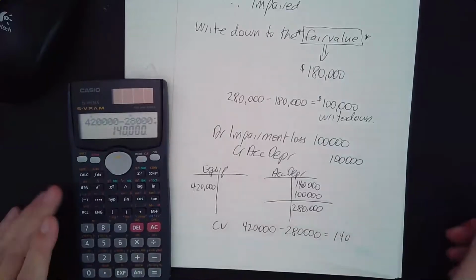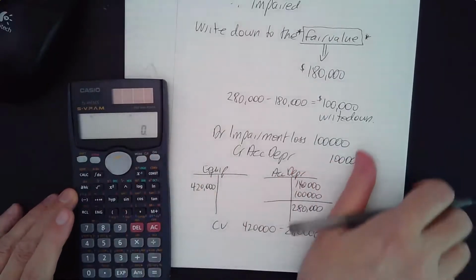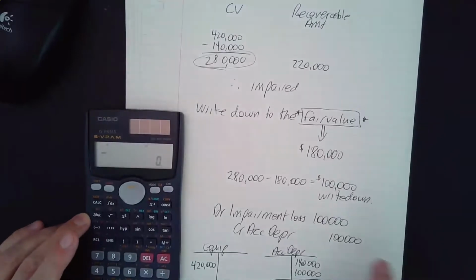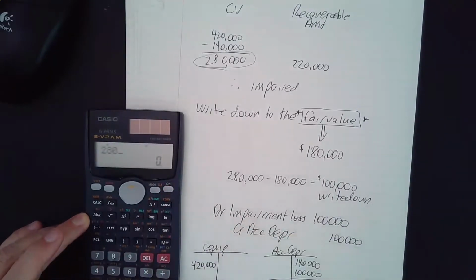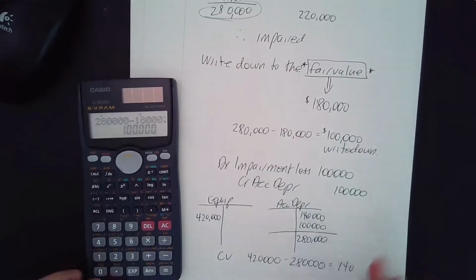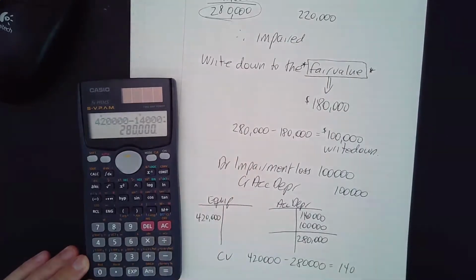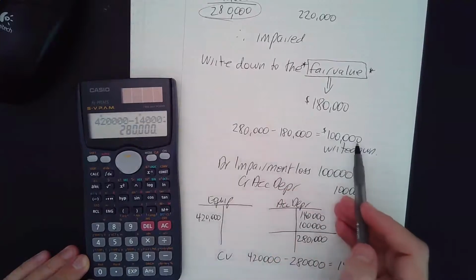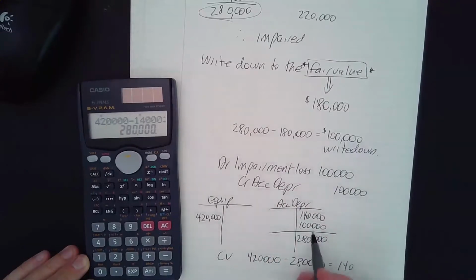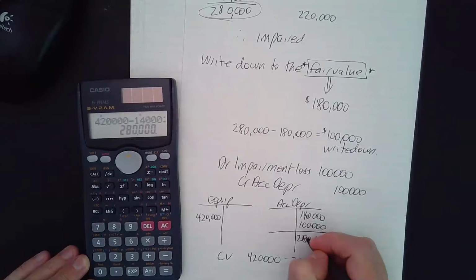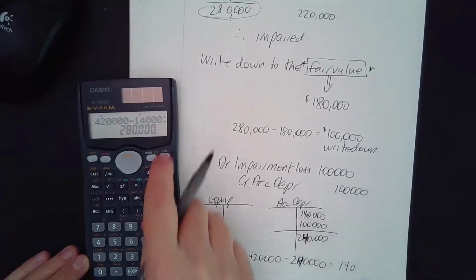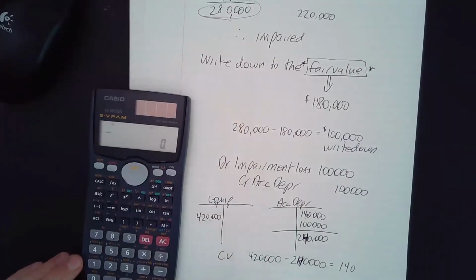Oh no, the fair value was 180,000. What did I do wrong? Okay, 280 minus 180. No, it has to be a $100,000 write down. So I did the $100,000 write down. Did I do something wrong here? So the 280,000 minus the 180,000 is a $100,000 write down. So I'm going to write it down by 100,000. Oh my goodness. I don't know why I wrote that. Don't even ask. I don't want to know.